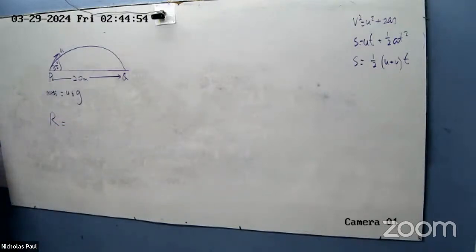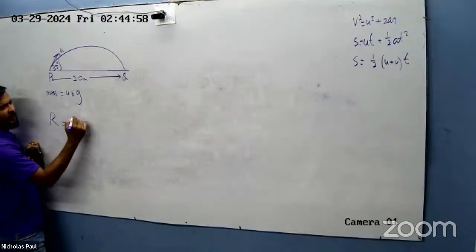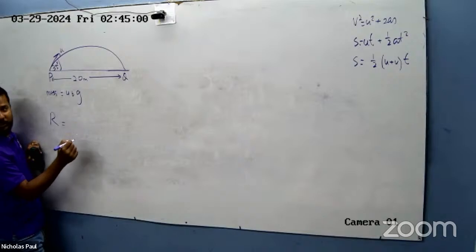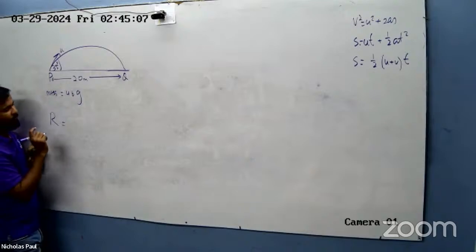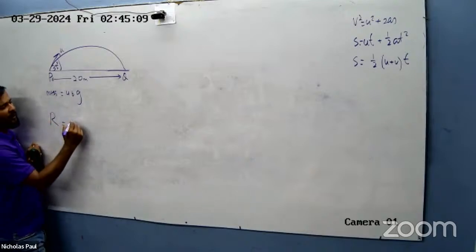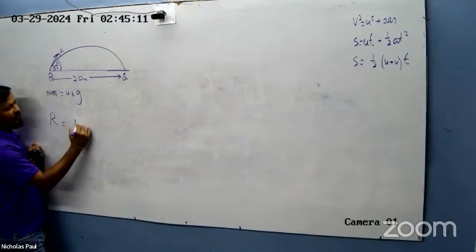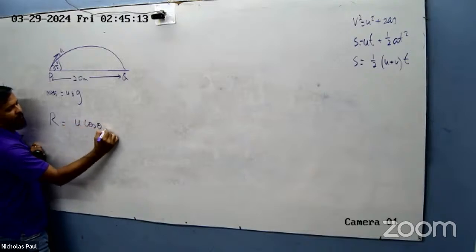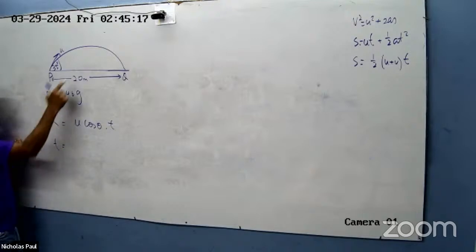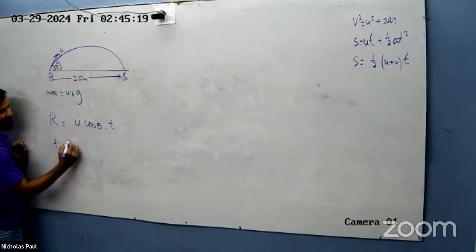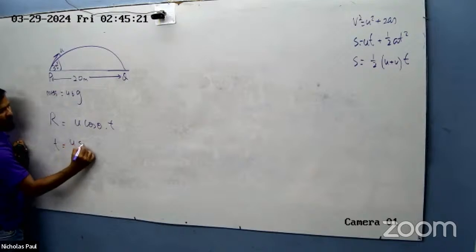What is horizontal range? It was 2u sine theta on g... sine 2 theta on g. All right, so what did I give you then? I gave you R is u cos theta by t, right? And I gave you t, the time to reach maximum height, was what? u sine theta on g, right?